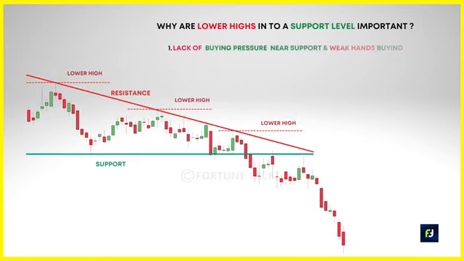Usually when the price drops lower, more demand comes in to push the price higher. But that is not the case for the descending triangle, because as the price drops lower, there is still a lack of buying pressure. Instead, the sellers are willing to sell at even lower prices. That's why you get a series of lower highs.